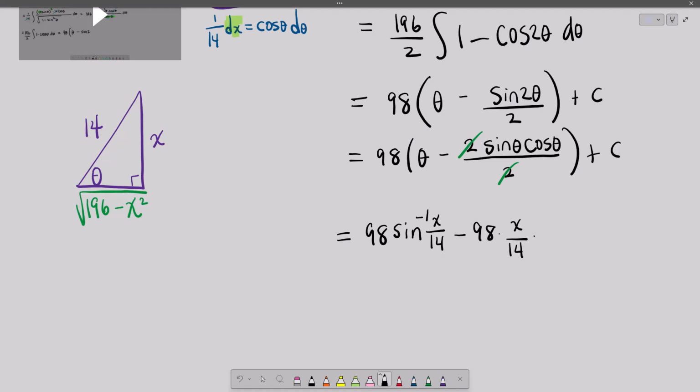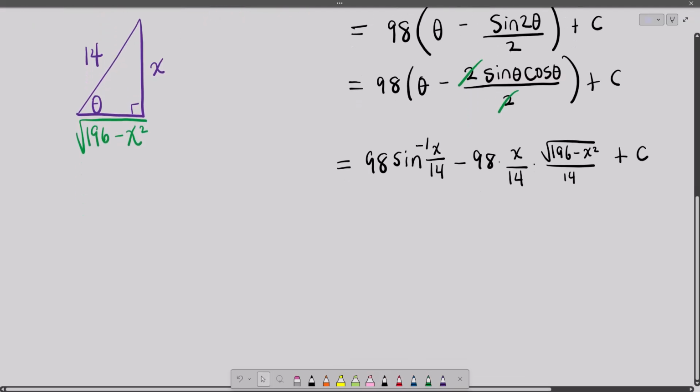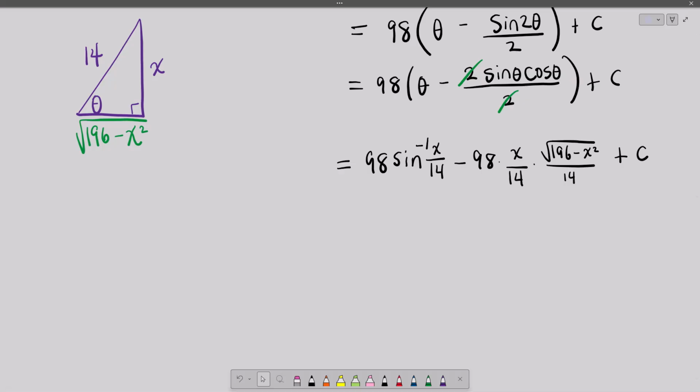Cosine of theta is adjacent over hypotenuse. So that will give us square root of 196 minus x squared, all divided by the hypotenuse, 14, plus c. And the only thing we have left to do is simplify. This is going to be 98 over 196, which is 1/2. So our final answer, one half, you can put the 1/2 in front, you can put the division by 2 in the bottom, doesn't matter, it's all the same.